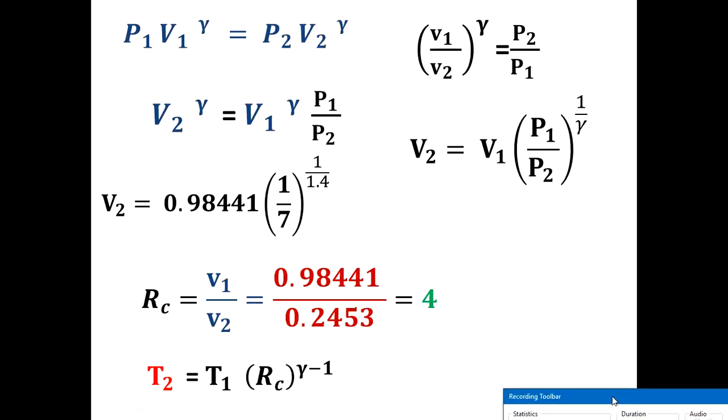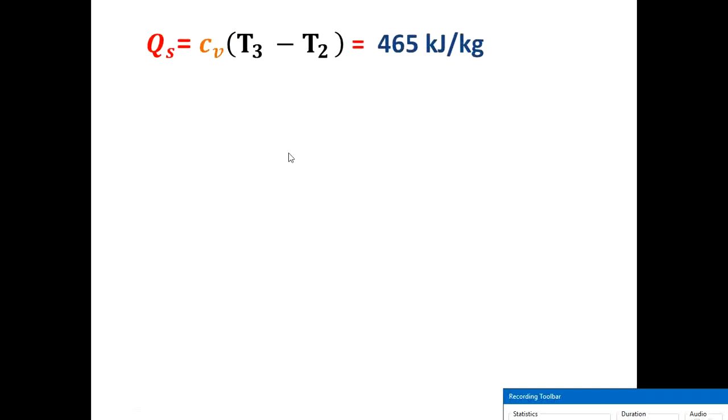You know T2 is equal to T1 Rc to the power of gamma minus 1. In gas power cycles this equation is very common, for every cycle. This one only you use. T1 you know, Rc you know, gamma you know, so you can find the value of T2. T2 you got as 598 Kelvin, and the given value is the heat supplied, equal to 465 kilojoules per kg.